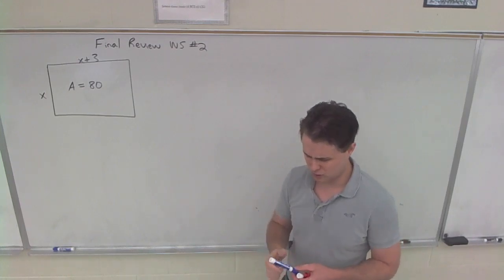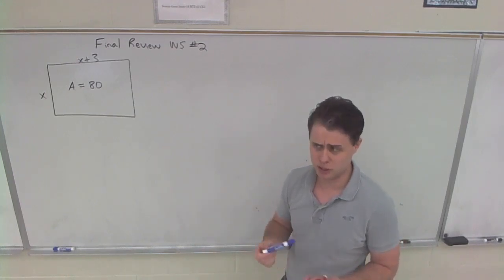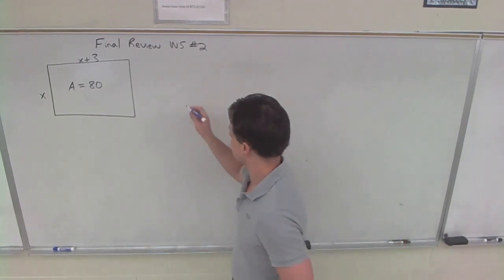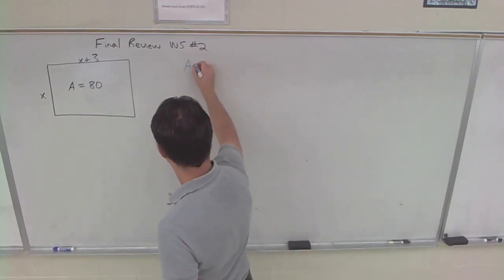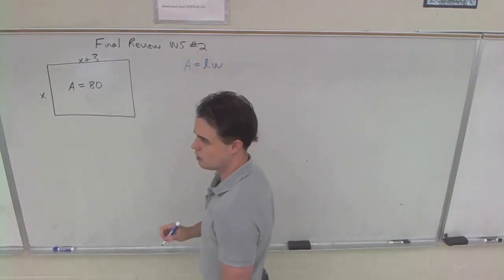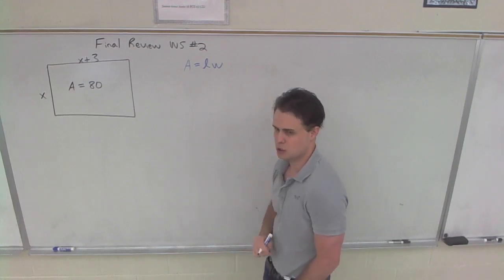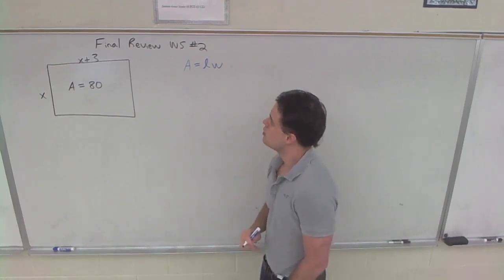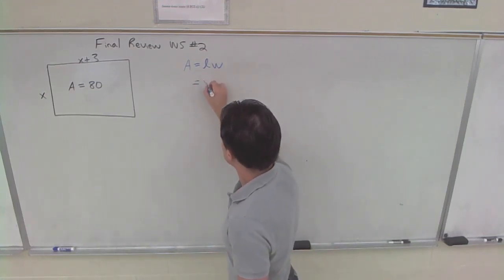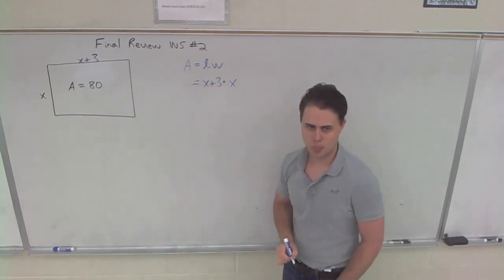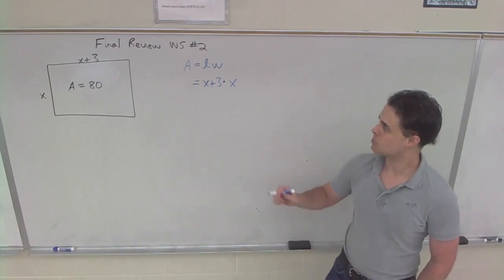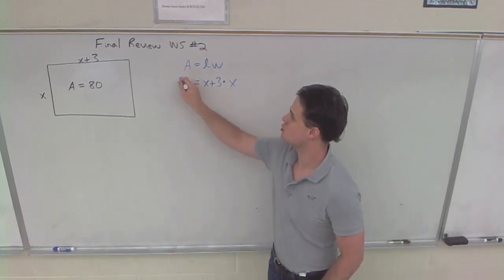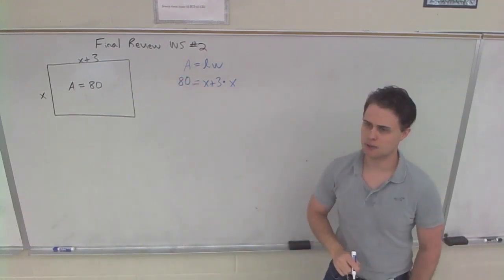So how do you find the area of a rectangle? Right. So that's the main formula from geometry. We've only done a couple geometry things this year. That's one of them. So length is x plus 3. Width is x. And the area is 80. So I'm going to put that in for A.